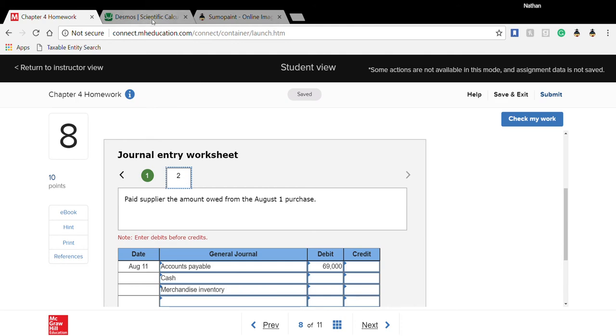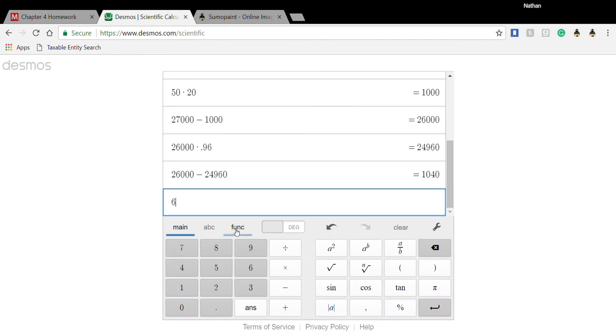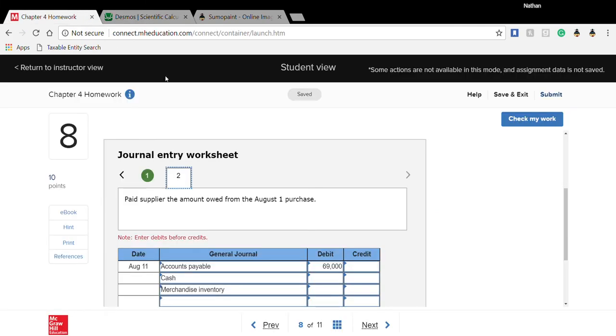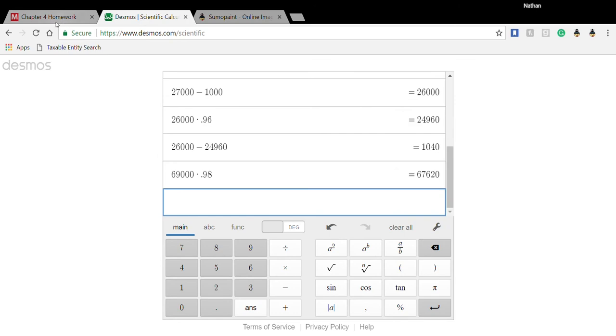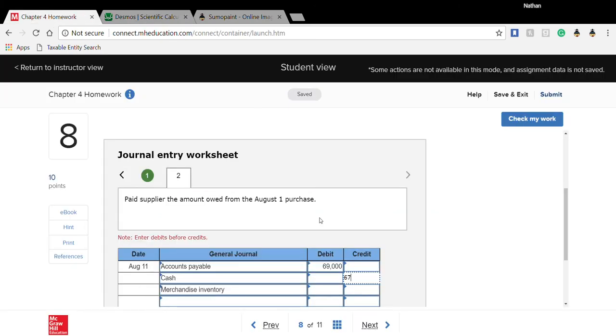So we're going to take our cash. It's going to equal 69,000, or whatever amount accounts payable is, times our discount rate, 0.98. It says we actually paid 67,620. So credit, because we paid this, 67,620. And there we go. There's most of our journal entry.